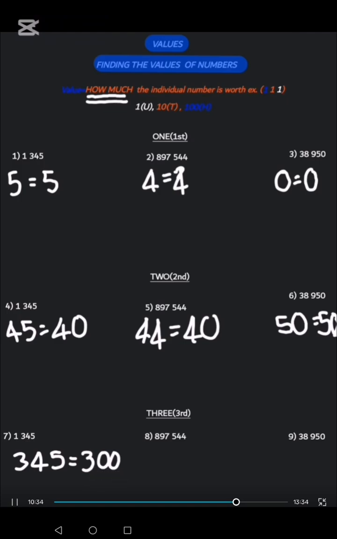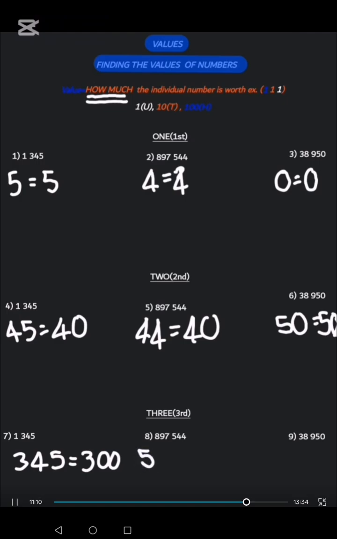Now we move on to our next number, and that number is 897,544. We scratch out the rest of the other numbers since we are not focused on those numbers, and then we circle the third last digit because we want to know its value. Clearly the value of that number is 5.